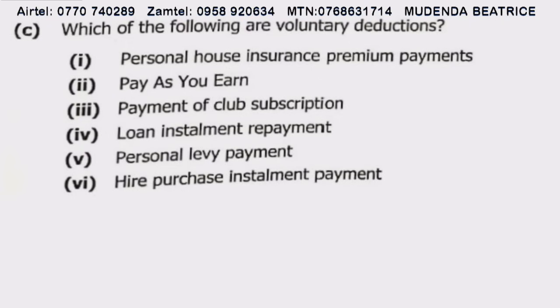Now we come to statutory deduction. Statutory deduction is by command from your employer or the government.